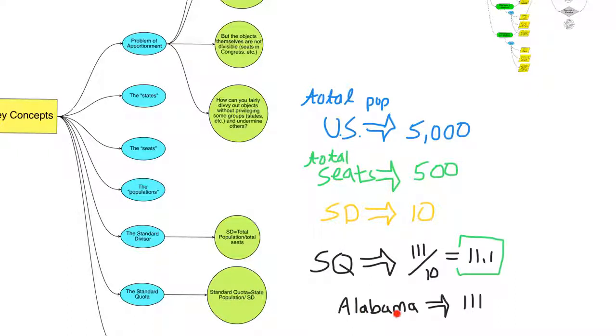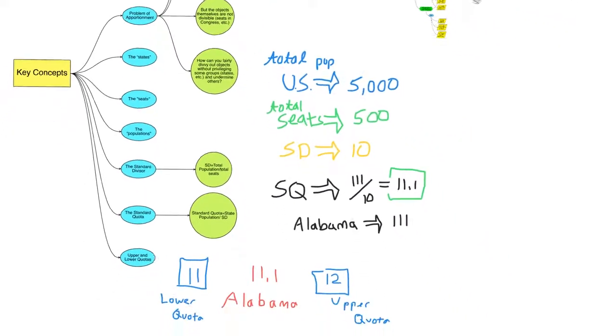We worked with only Alabama, but we could have done the standard quota for Texas, or for New Jersey, etc. Standard quota is when you take a state population and then divide it by the standard divisor that we had already figured out before. And that essentially tells you how many seats in Congress each state should get.